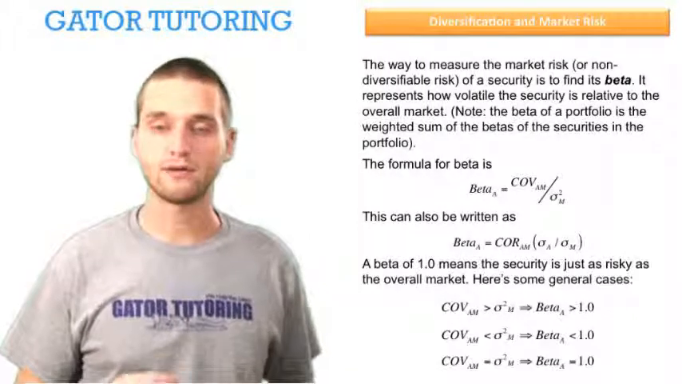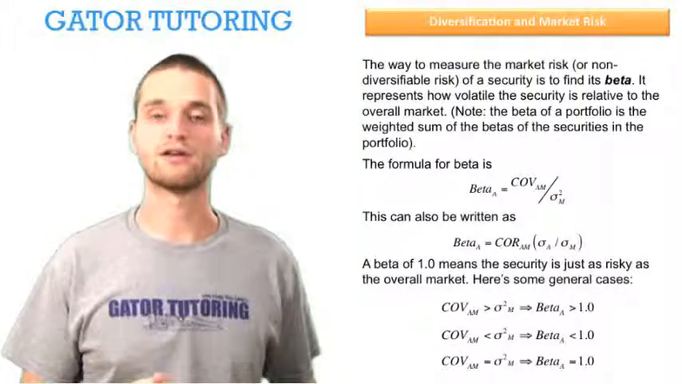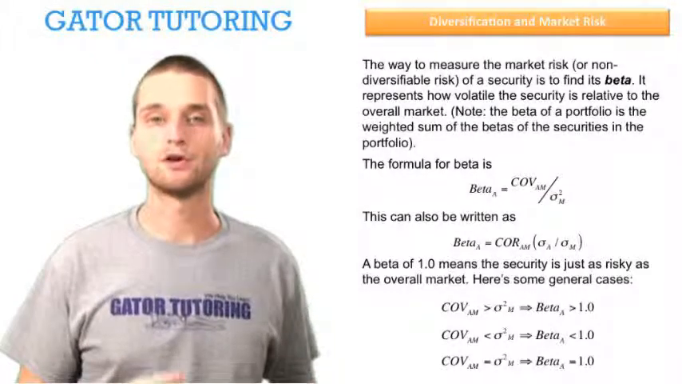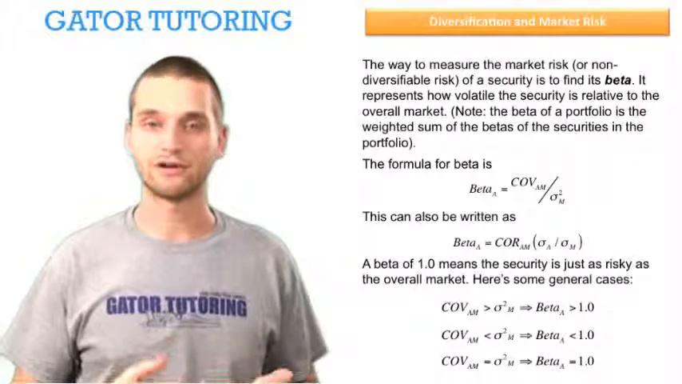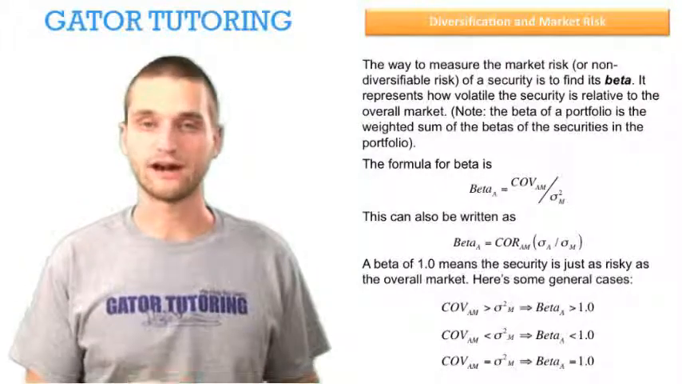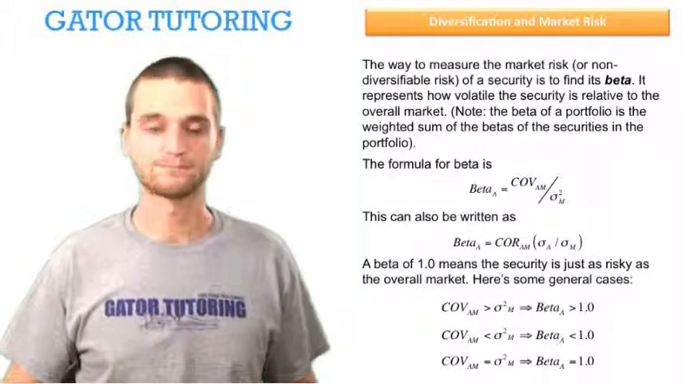If the covariance of A with the market is equal to the variance of the market, then the beta of A is going to be 1.0. Those two are going to have the same riskiness in terms of this idiosyncratic company-specific risk.